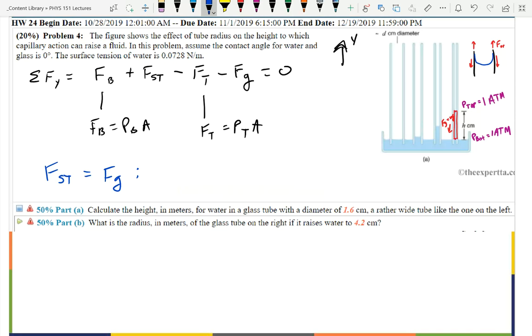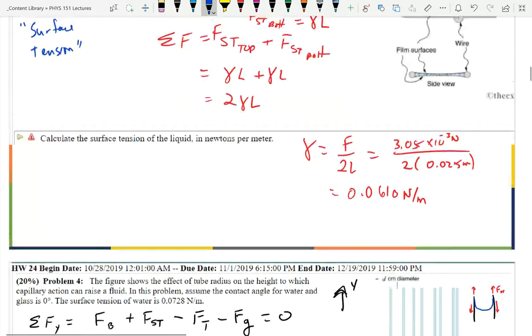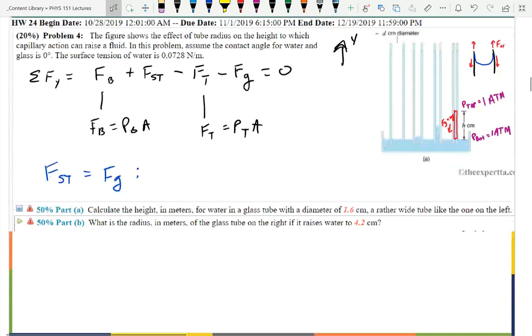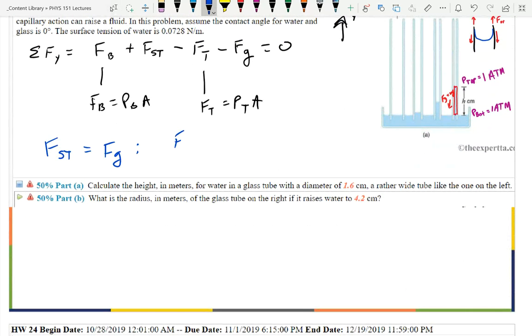What's the equation for the force of surface tension? Blank times blank. Force of gravity is mg. I wasn't asking about gravity yet. Oh, that. It's gamma times L. So force of surface tension equals gamma times L.